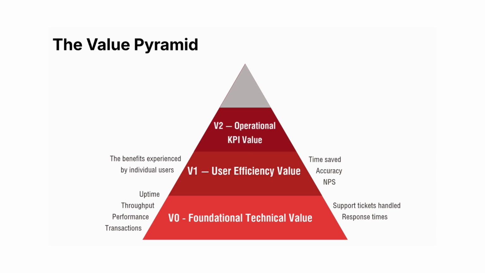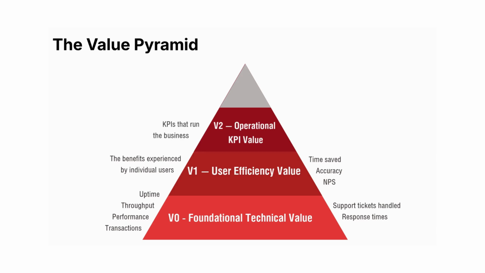V2, operational KPI value. This is the layer most teams skip, and it's the most important one. V2 is where the user level efficiencies aggregate into the KPIs operational leaders actually run on.